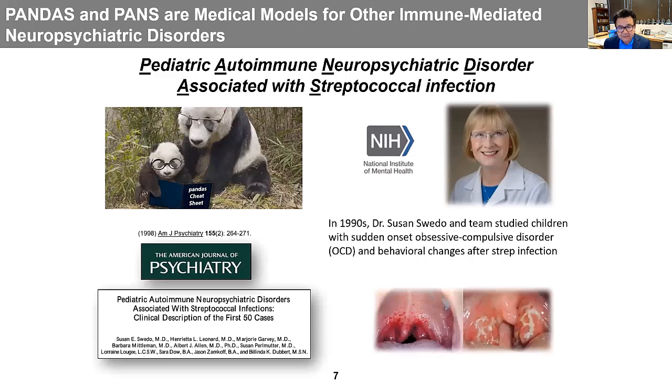So the first 50 cases were published back in the late 80s and the early 90s. And it was specifically focused on individuals, children, who had a sudden onset of OCD and behavioral changes, but were preceded by a strep infection.